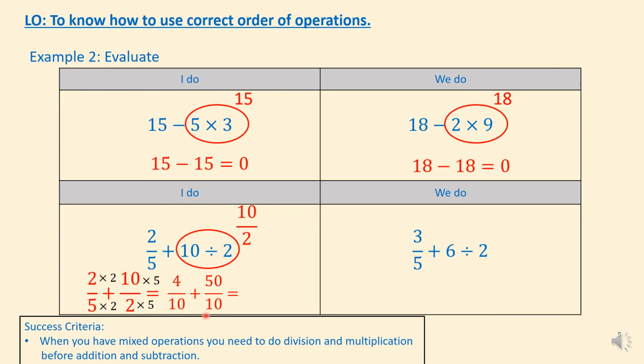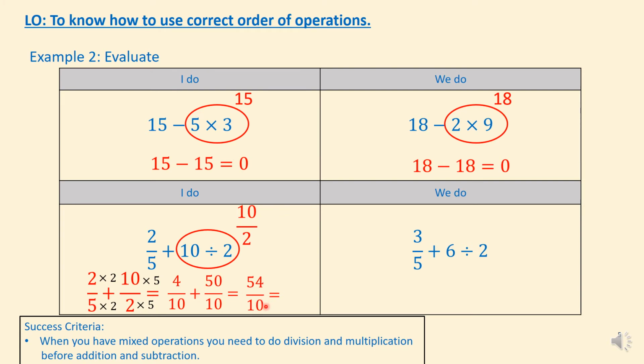Now if we look, I have two fractions with the same denominators. Now I can easily add them. So when you have the same denominator, you write one of the denominators down, which is 10, and add the tops. So you end up with 54 over 10.